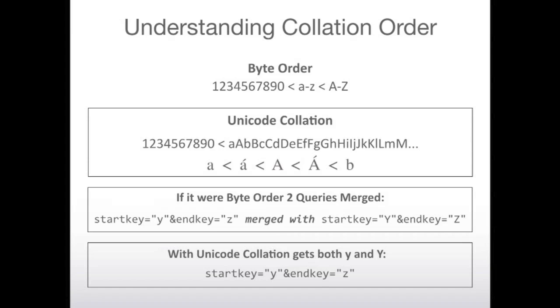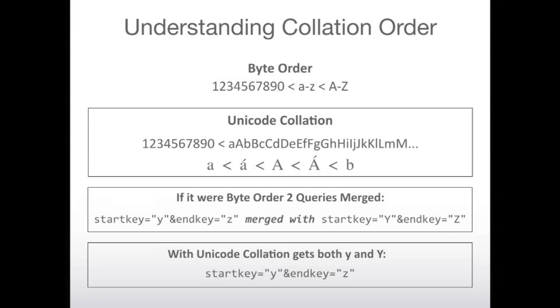So in Unicode collation, lowercase a is less than all the variants of lowercase a, which is less than capital A without variants, which is less than capital A with all the possible variants, which is less than the next letter. That means all the lowercase and uppercase a variants are less than B. So this is very useful.